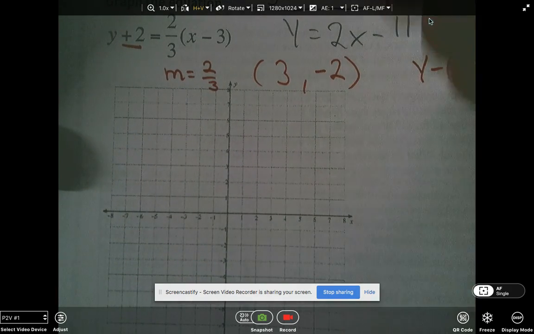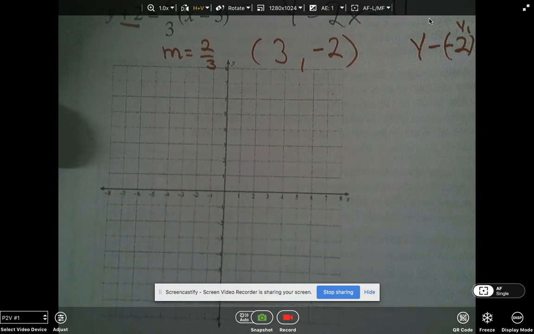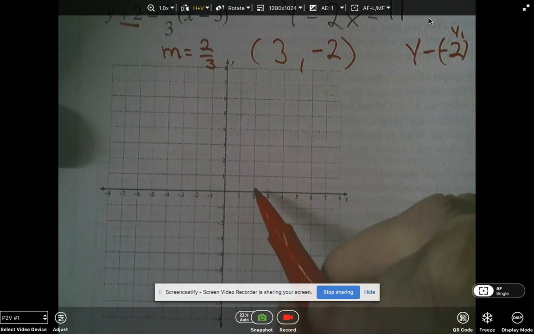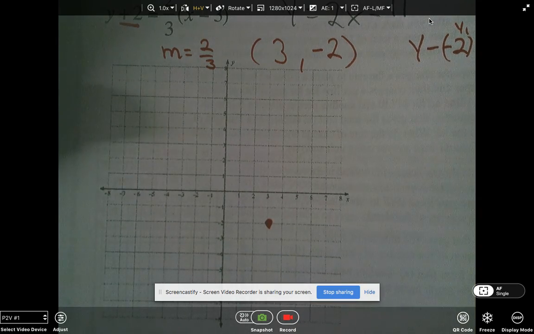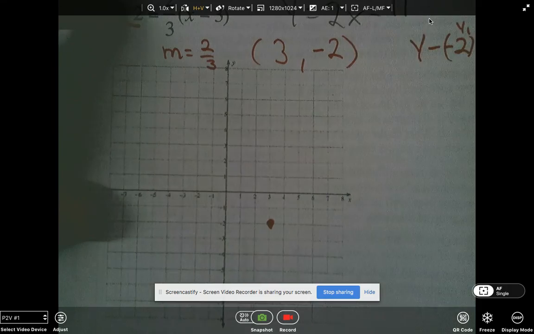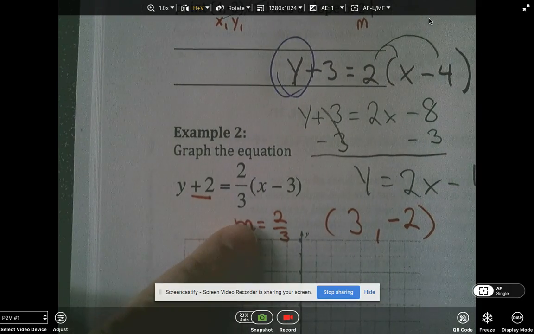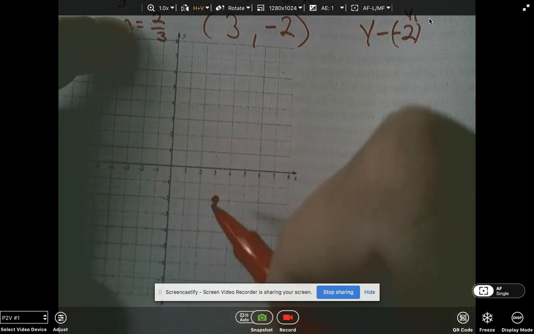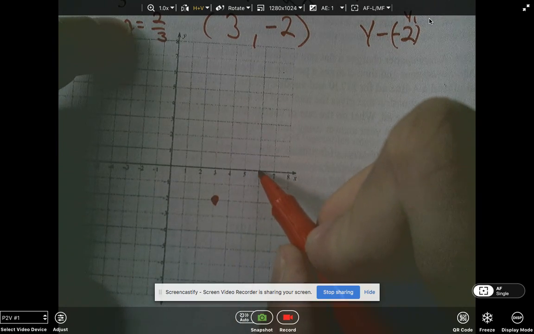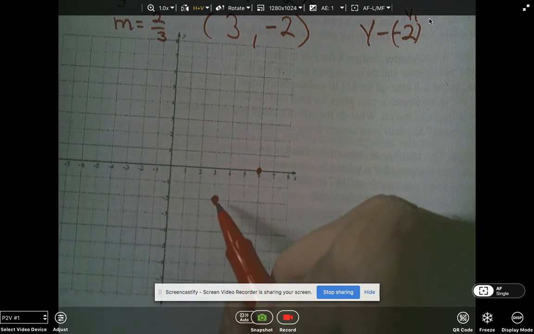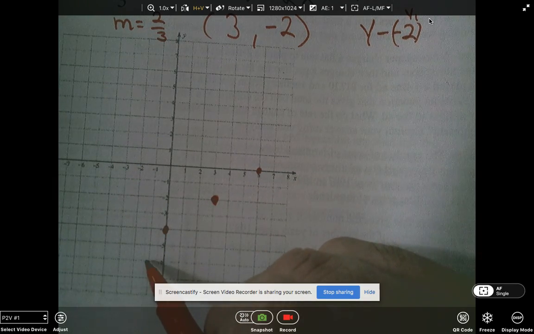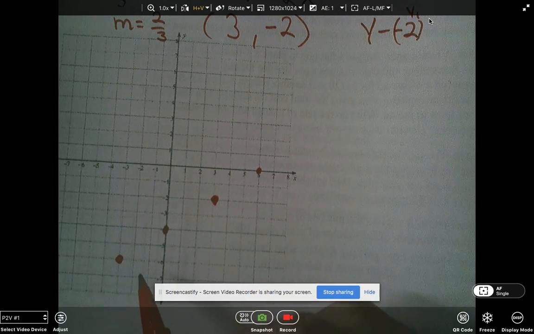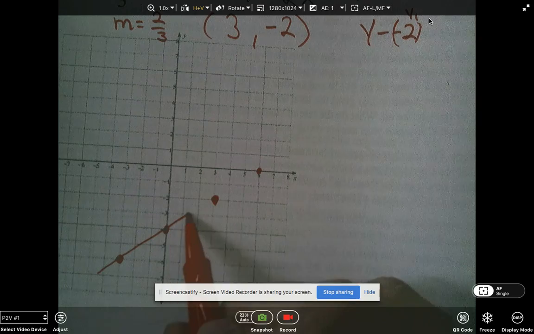So I'm going to go here and find my point on my coordinate plane. I'm going to go over 3, down 2, put a dot. And now I can move according to my slope. So raise your hand. How do I move if the slope is 2/3? Yeah, I'm going to go up 2 over 3. And then in the other direction, I'm going to go down 2, left 3, down 2, left 3. And it looks like this.